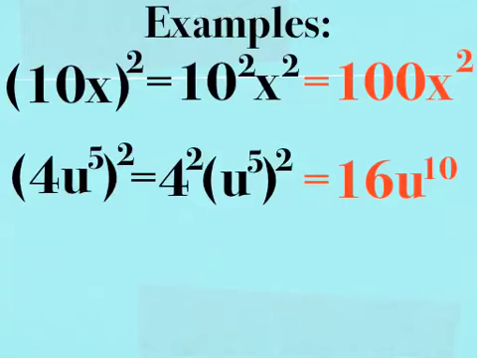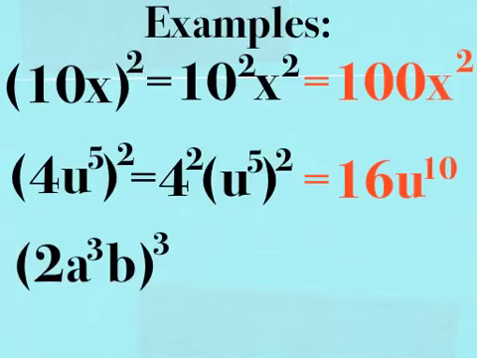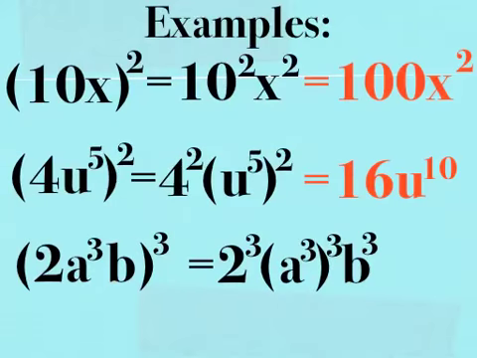In my final example, I have 2a cubed b in parentheses and then cubed. In this case, I have 3 factors inside of the parentheses. I have 2, I have an a to the 3rd power, and a b. What I need to do is cube each one of those factors because cubed is on the outside of my parentheses. So I'm going to have 2 cubed times a to the 3rd cubed times b cubed.